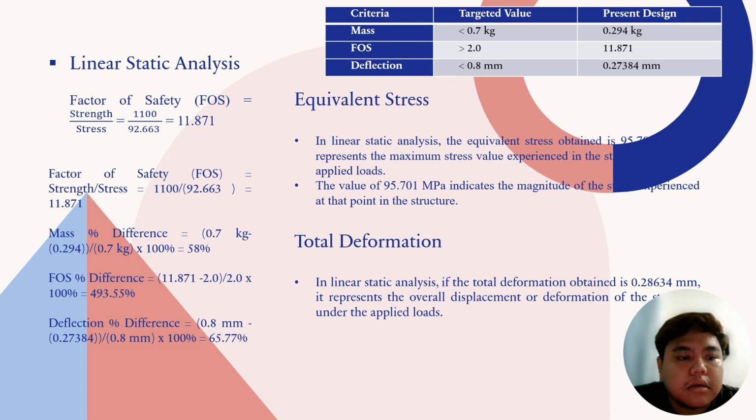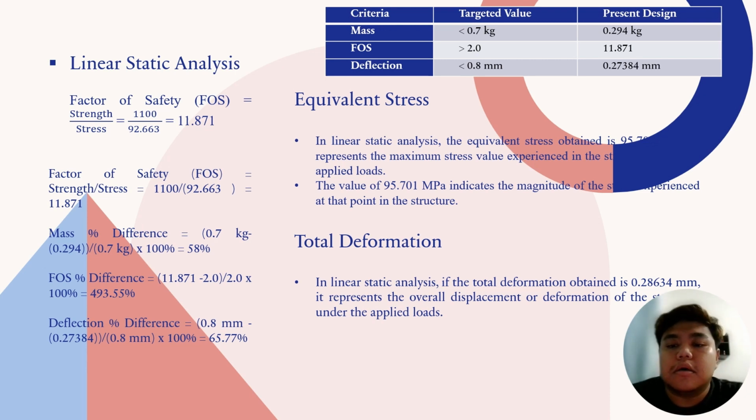In this mounting bracket project, the FOS that we got, 11.871, is significantly higher than the target value of 2.0. That means that the structure has a very high margin of safety and is very unlikely to fail under the applied load. This is a good thing as it ensures that the structure is safe and reliable.